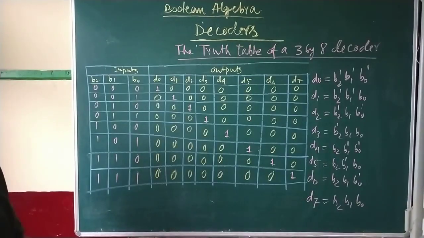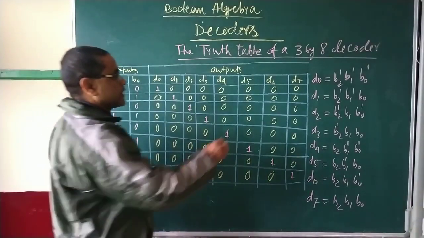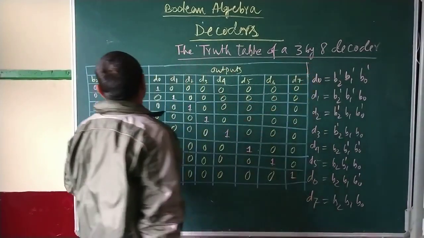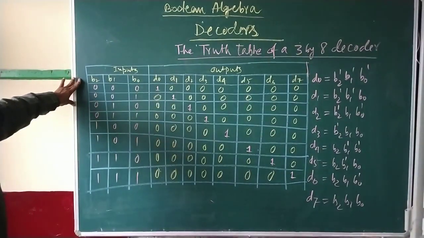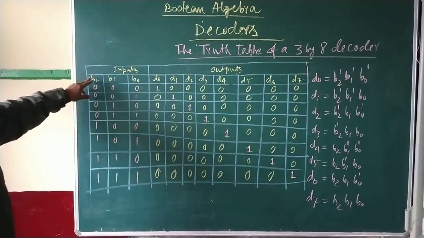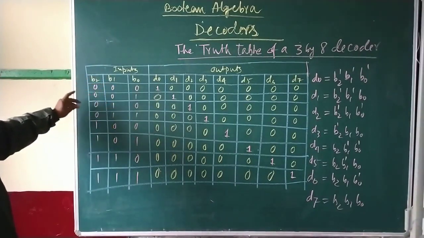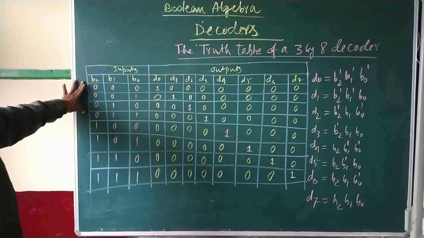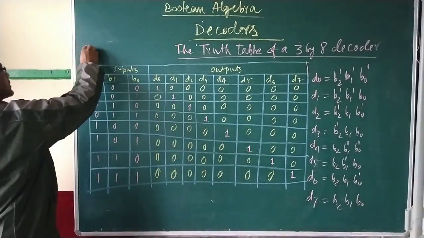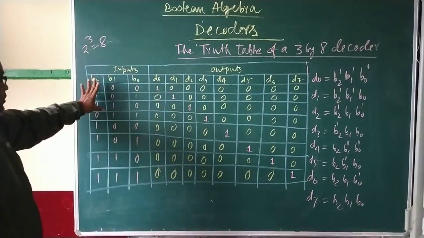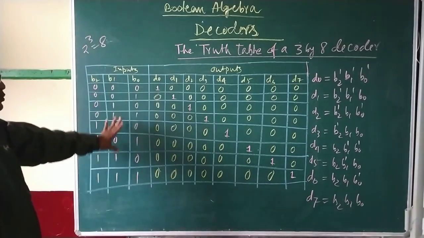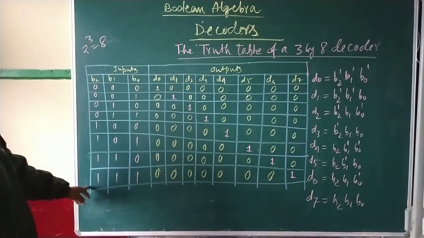So this is the truth table of a 3x8 decoder. You see a 3x8 decoder. Now these are your inputs. 3x8 means 3 inputs, the 3 variable case. So B0, B1 and B2. That means 8 arrangements. 3 variables means 2 to the power 3 equal to 8. So there are 8 arrangements.